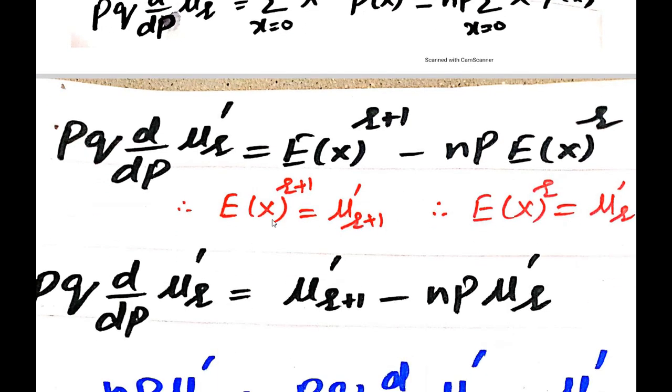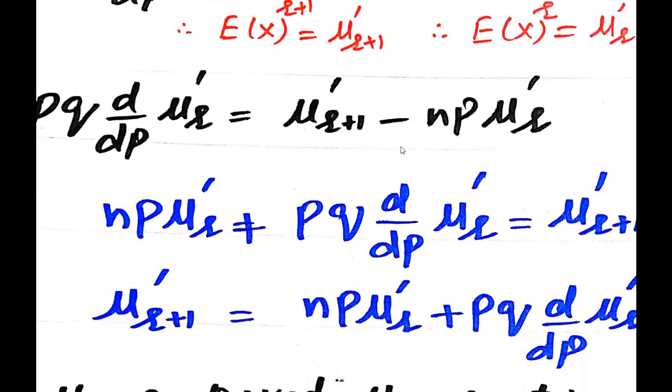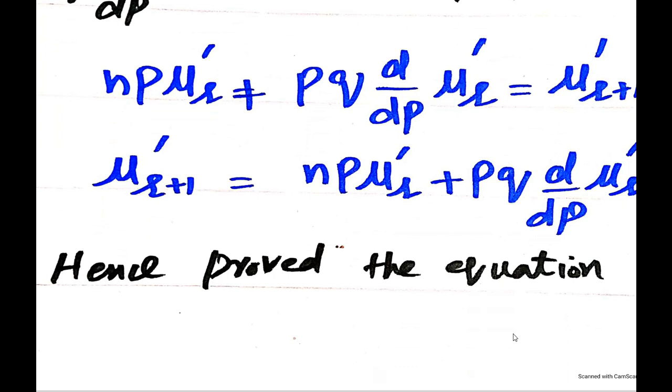So pq d over dp of mu r prime is equal to expected value of x power r plus 1 minus np times expected value of x power r. Expected value of x power r plus 1 is equal to mu prime r plus 1. Expected value of x power r is equal to mu r prime. So we write it as pq d over dp of mu r prime is equal to mu prime r plus 1 minus np mu r prime. So mu r plus 1 prime is equal to np mu r prime plus pq d over dp of mu r prime. So hence we prove the equation.